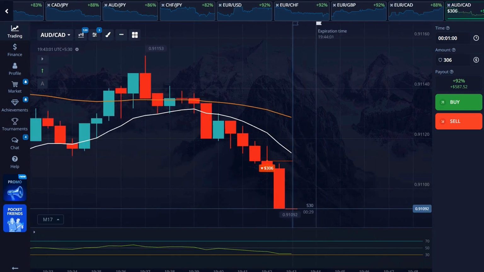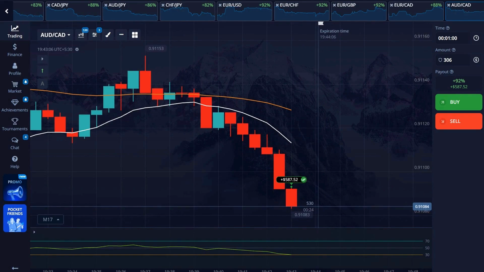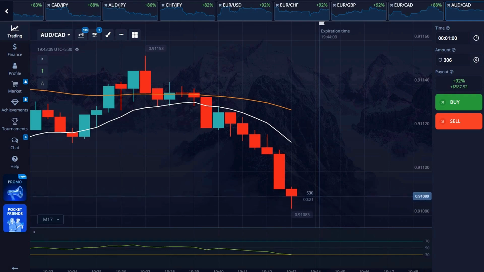As the final candles formed, price dropped sharply below the recent level of support. The bearish pressure increased, and the trade closed successfully in profit.